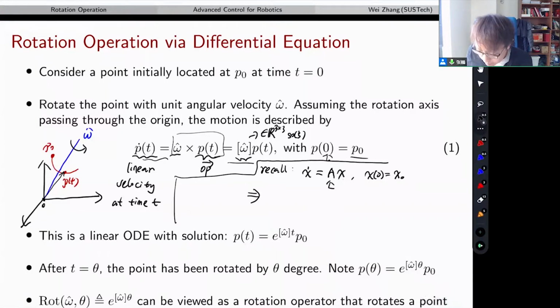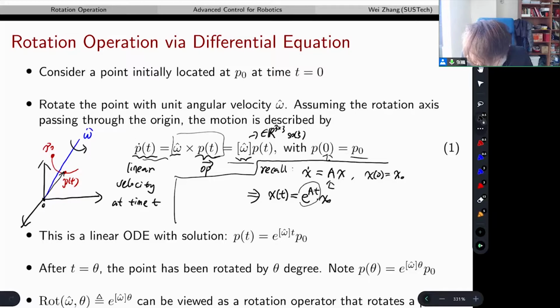Yinghan, what's the solution to this differential equation? e to the power A t times x0. So x of t will be e to the A t times x0. That's what we derived. How do we derive or prove it? Based on the existence and uniqueness theorem, right? So we check it satisfies the differential equation, and by the definition of the matrix exponential, we verify that it satisfies the differential equation. Okay, with this fact, let's recall this result.